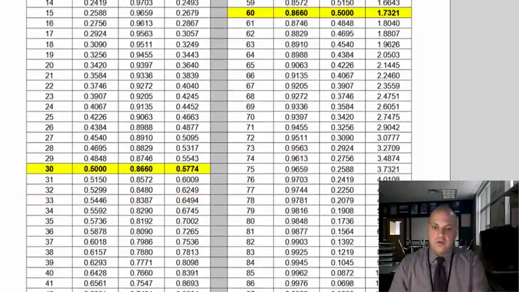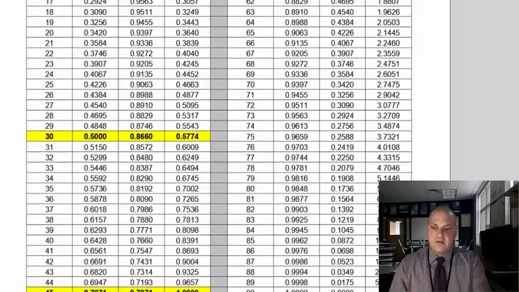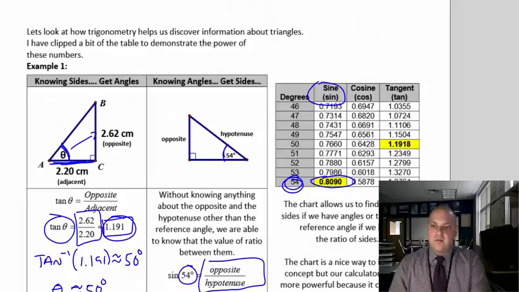0.7812. Looks like right here. Okay, so about 38 degrees is going to be as close as we can get using our trig table.